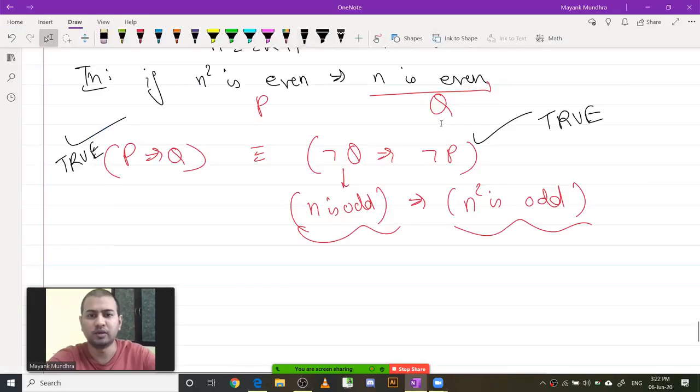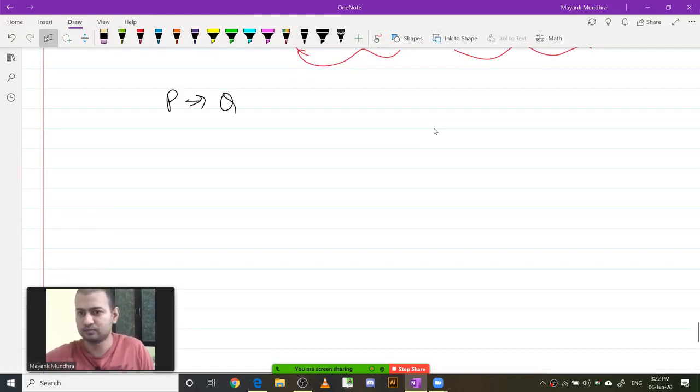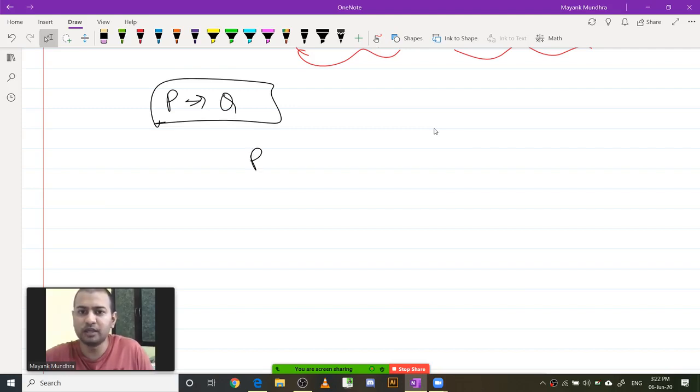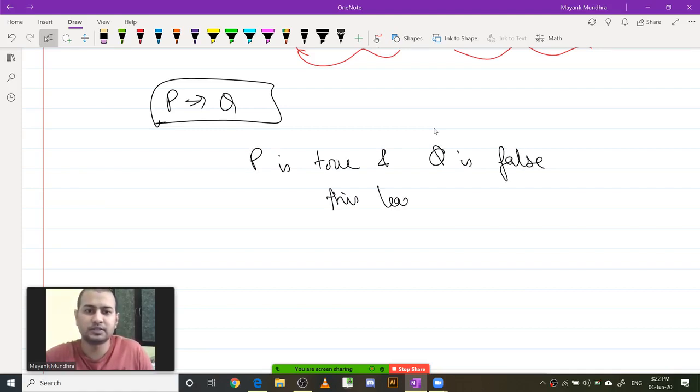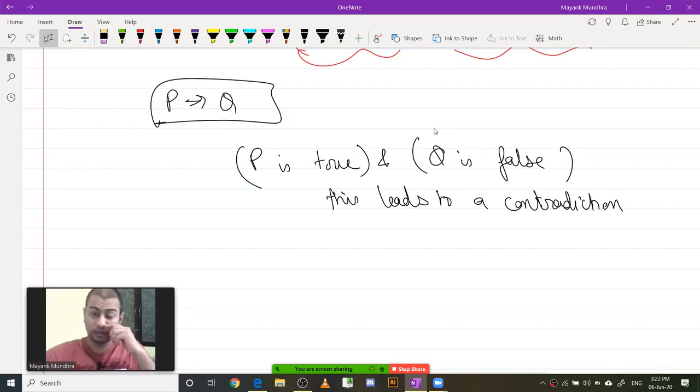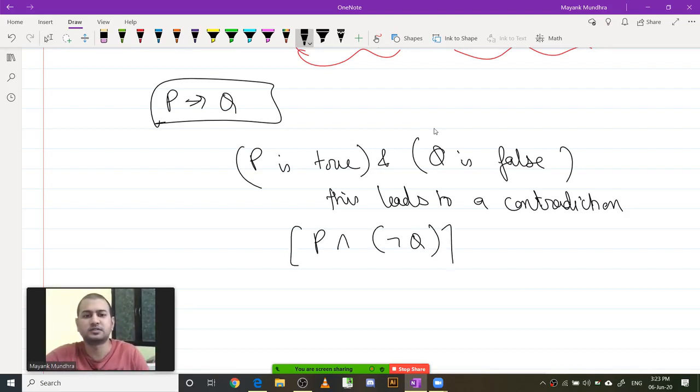So suppose you have to prove that P implies Q. Instead of proving that, you show that if P is true and Q is false, this leads to a contradiction. So P and not Q would imply some contradiction C. I do not know what kind of contradiction. Some contradiction could be 1 equals 0 or 10 is greater than 50, something like that. So you will get an obvious contradiction by assuming that P is true and Q is false.